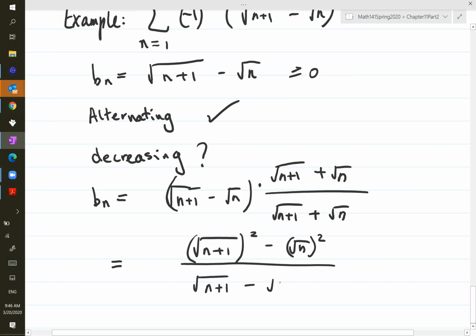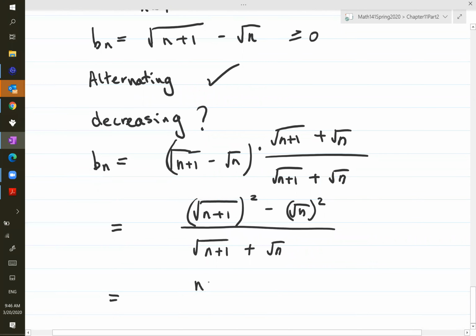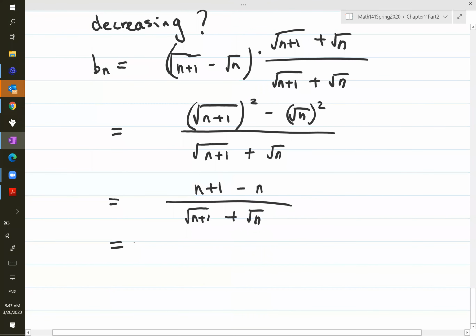So we use the difference of two perfect squares. Then this gives us (n + 1 + 1 minus n) over (square root of n + 1 plus square root of n). The n cancels n, so this is 1 over (square root of n + 1 plus square root of n).